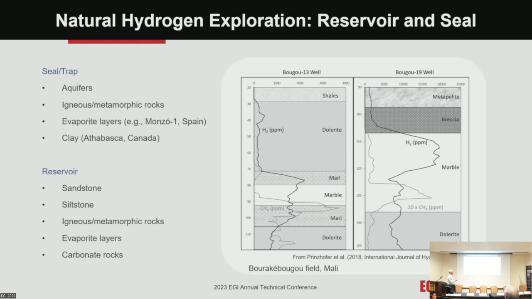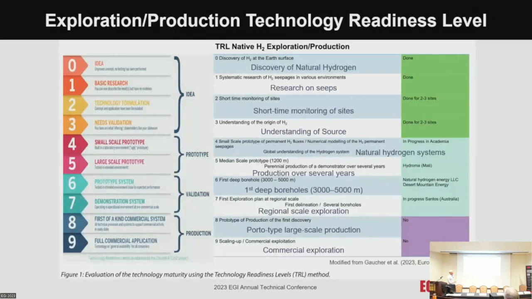Yeah, and another thing I want to point out is that this black line is hydrogen, and this light gray line is methane. So this shows that natural hydrogen behaves differently from natural gas in these subsurface systems. So again, this is an area where we really need more research to understand what kind of lithology works best as a seal for natural hydrogen. Okay, I think I only have a few minutes, 2 minutes.